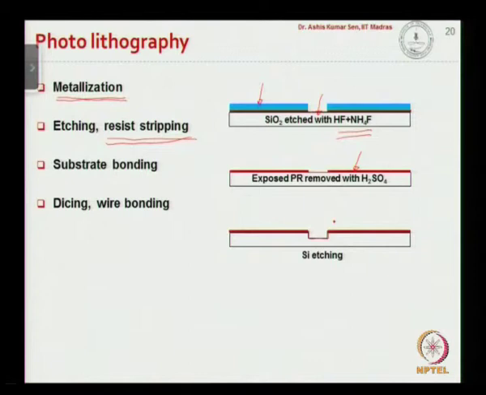Once we have created an open channel like this, and we want to use it for a microfluidic application, you have to bond this with another planar wafer. So we take another planar wafer on top and bond it with this wafer, so that we get a sealed channel. This is done by substrate bonding, and then we go for dicing and wire bonding.